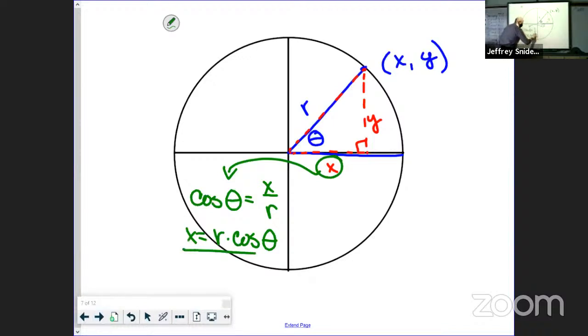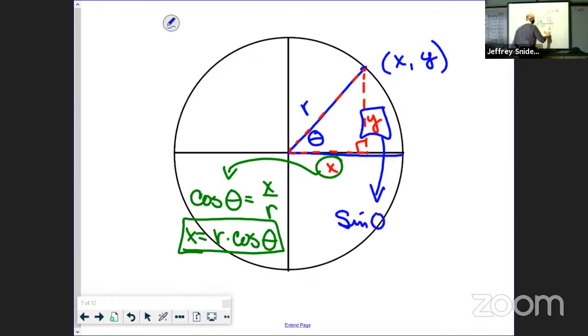Okay, so there's that. This is for any circle now. It doesn't matter if it's a unit circle or not. R could be 1. If R is 1, it's just cosine theta. If R is 2, it's 2 cosine theta. If the radius is 12, then the x value is going to be 12 cosine theta. And then, of course, the y value is going to be that the sine of theta equals y over r, which means y is equal to r sine theta.